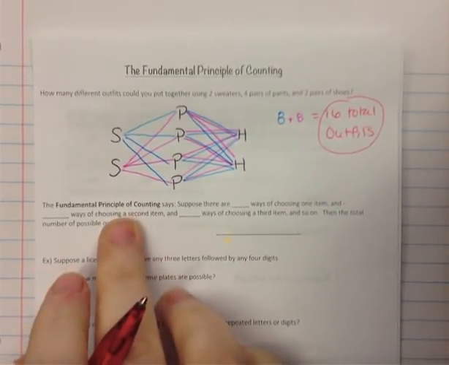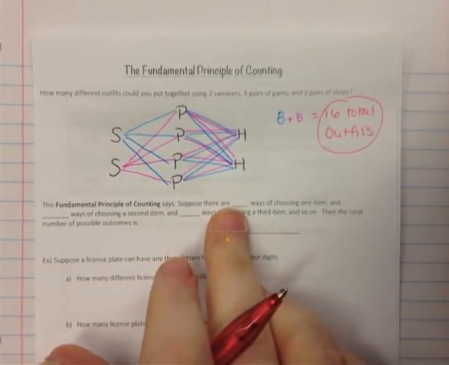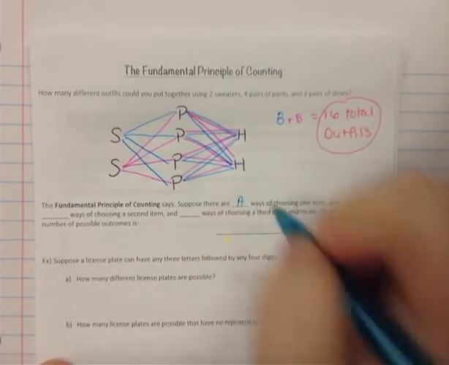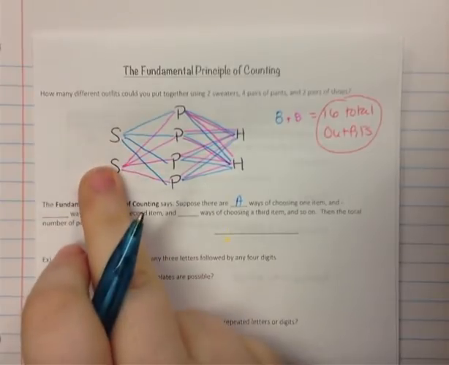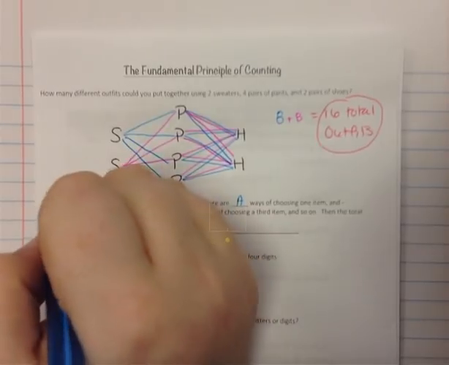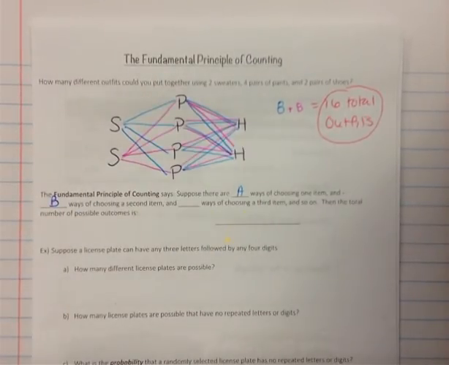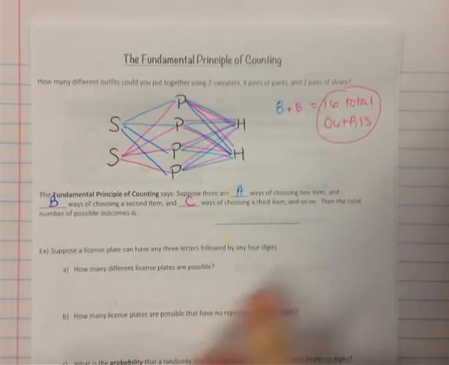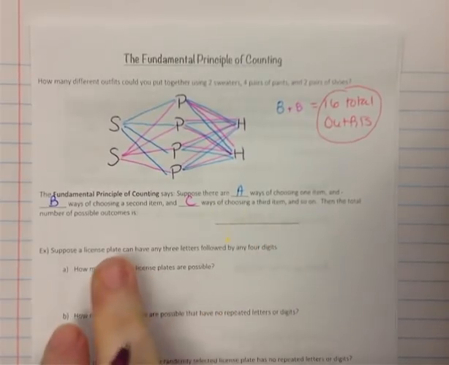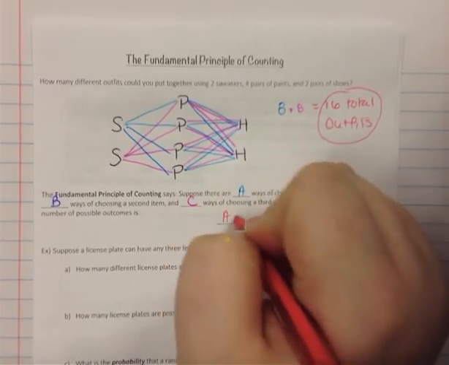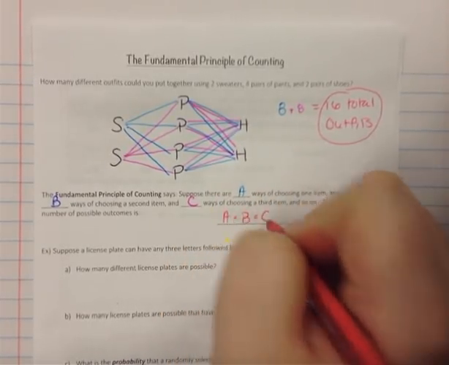So the fundamental counting principle says, suppose there are, let's go with A ways of choosing one item. So there are these 2 ways of choosing a sweater. And let's go with B ways of choosing a second item. So there are 4 pants. And then C ways of choosing a third item. So there were 2 pairs of shoes. Then the total number of possible outcomes is just A times B times C.